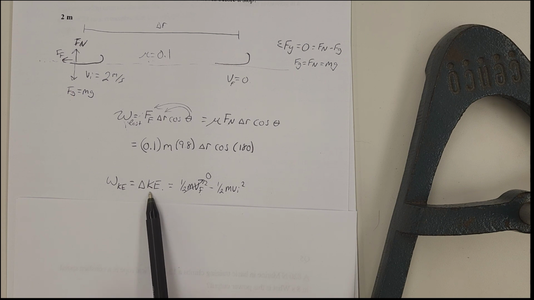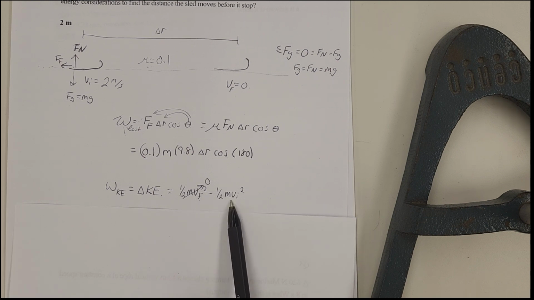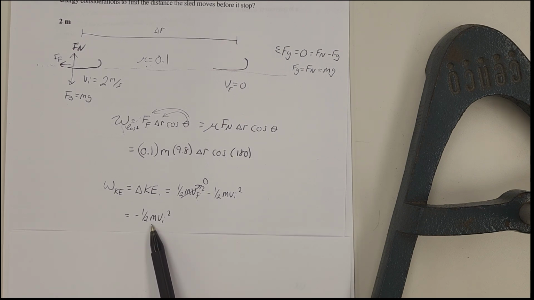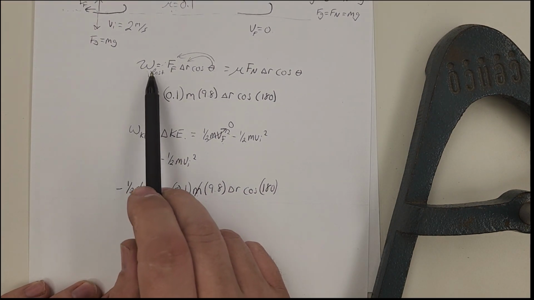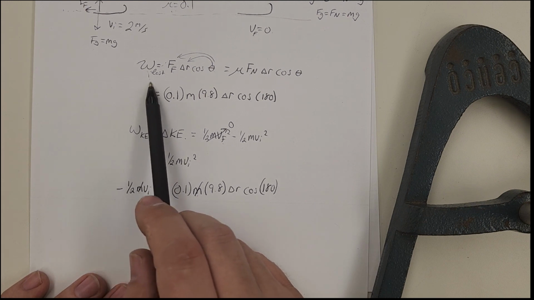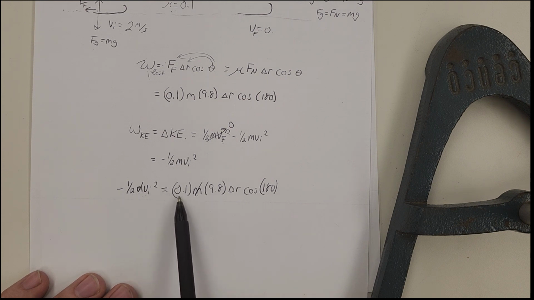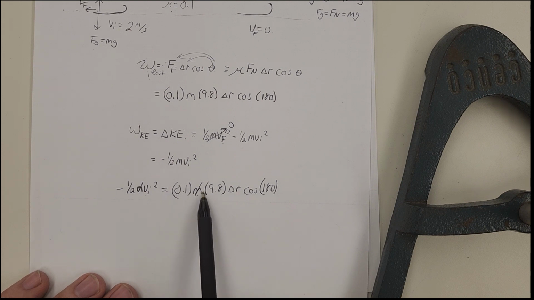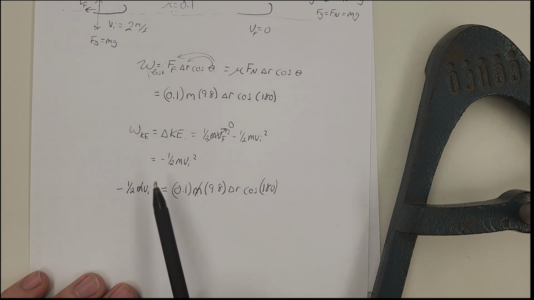So we look at the change in kinetic energy. We start off with 1/2 m vf squared minus 1/2 m vi squared. The sled comes to a stop, so the final goes away, leaving just -1/2 m vi squared. We can plug this straight into the amount of energy that was lost. So negative 1/2 m vi squared equals 0.1 times m times 9.8 times the change in r times the cosine of 180. The m's cancel because they occur on both sides.